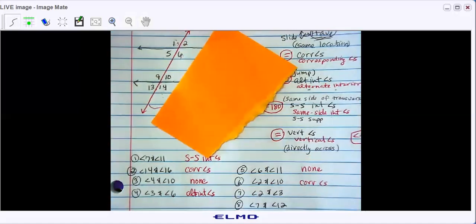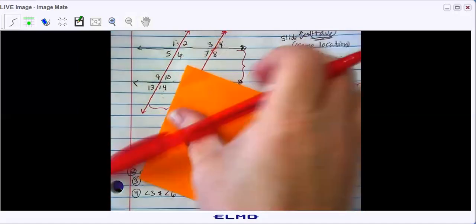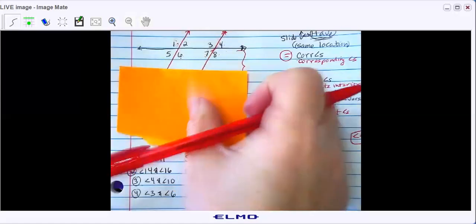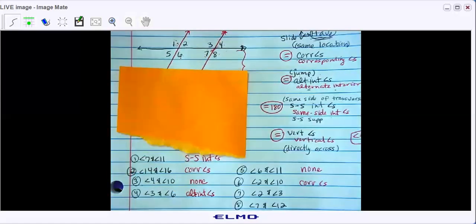Okay. And they do get a little bit easier. Angles 2 and 3. So there's my 2 and there's my 3. I happen to notice that they are between the parallel lines. So this time, are they going to be same side interior or alternate interior? Alternate. Nope. Sorry. Okay, look.